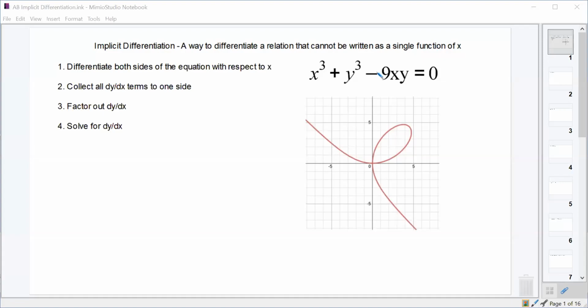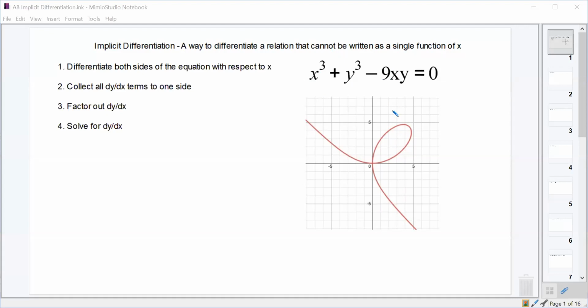We're going to talk about implicit differentiation today. When we talk about implicit differentiation, we're going to find a way to differentiate what's called a relation, or an equation that's not written as a single function of x. Like if we look at this equation written here, x cubed plus y cubed minus 9xy equals 0, the graph of this clearly shows that this equation is not a function.